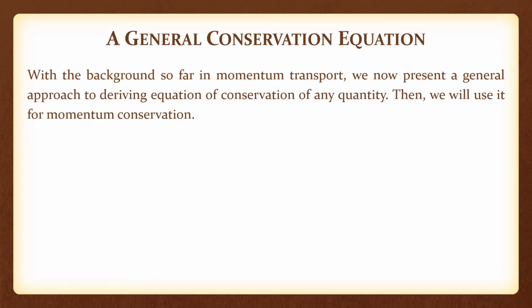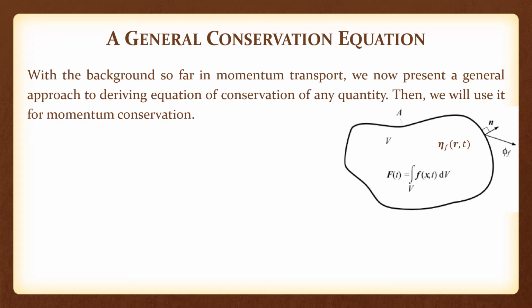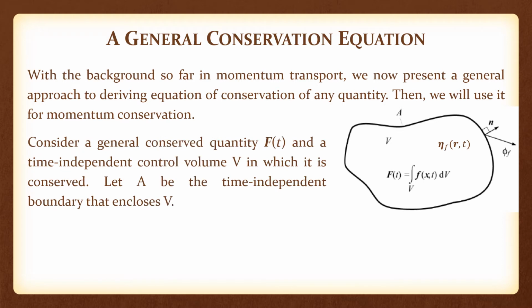With the background so far in momentum transport, we now present a general approach to deriving the equation of conservation of any quantity. Then we will use it for momentum conservation. Again, we have an arbitrary control volume V, which is covered by a simple surface. We are looking at some arbitrarily general conserved quantity f of t and a time independent control volume V, in which it is conserved. Let A be the time independent boundary that encloses V.